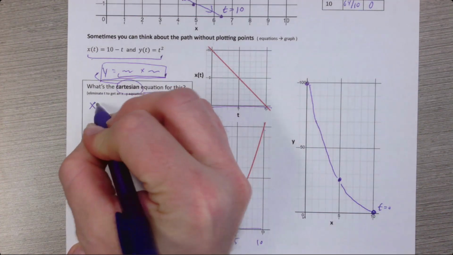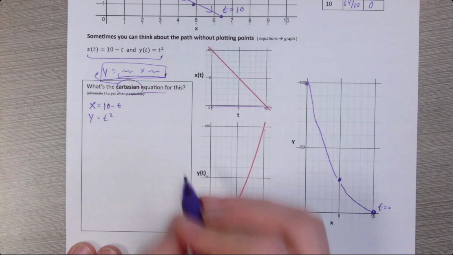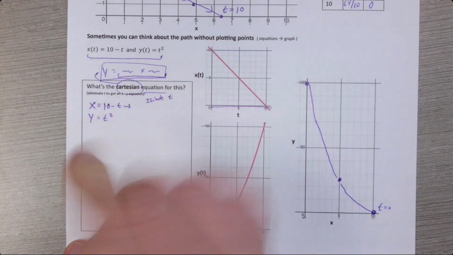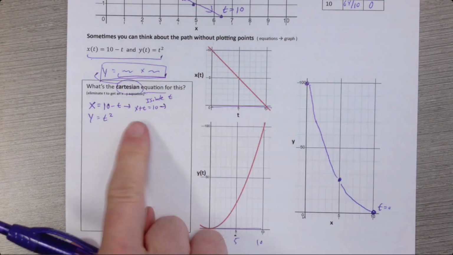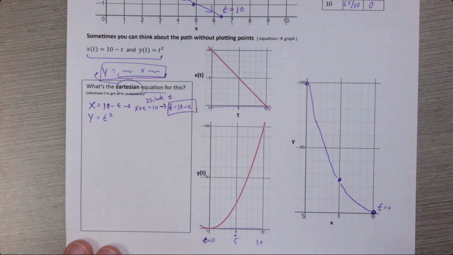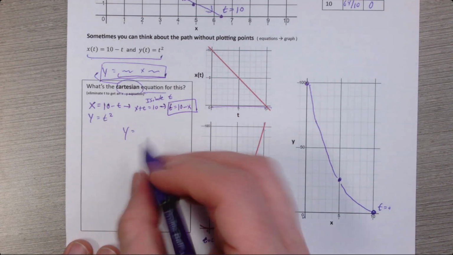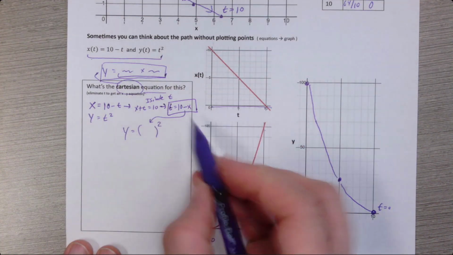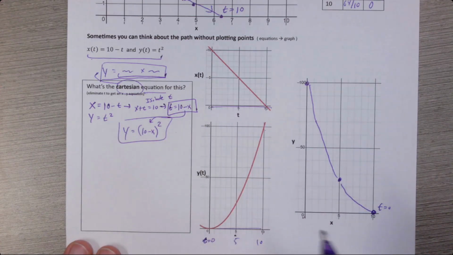Let's go ahead and write the two equations. So I've got x equals 10 minus t, y equals t squared. What I'm going to do is isolate t. So I could add t to both sides, and then I'll subtract x from both sides to get t equals 10 minus x. Okay, so I've isolated t. Now that I know what t is, I can plug that into the t value in this other equation. So rather than saying y equals t squared, I know that t is actually 10 minus x. So I get y equals (10 minus x) squared. And that's my Cartesian equation.